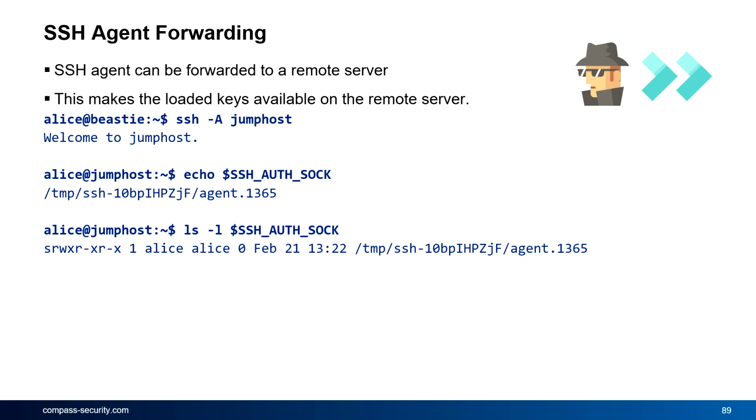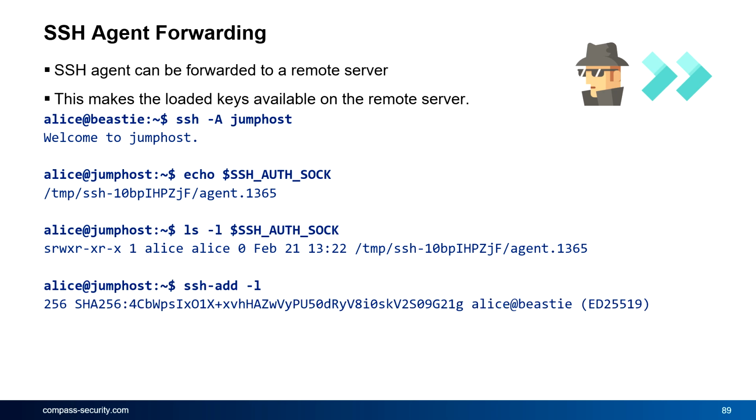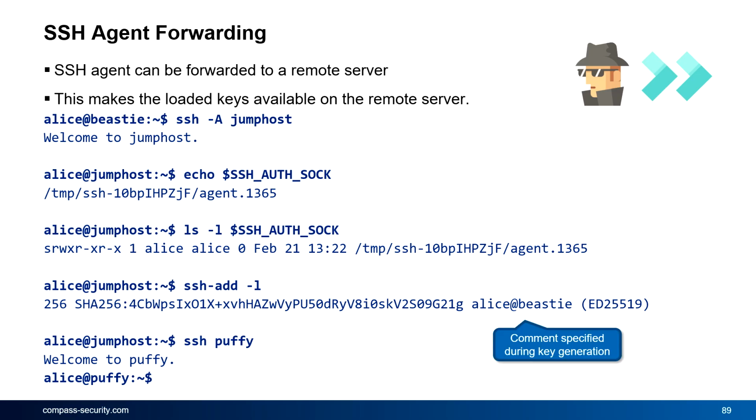When we list this file, we can see that this is again a socket file, and this socket file is basically forwarded through the SSH tunnel back to Alice's client, and there it speaks to her locally started SSH agent. When she lists the loaded keys, they are also now available on the remote server. So from the remote server, she can again SSH into another system, and this will automatically use the loaded private keys from the SSH agent, and she will be logged in.